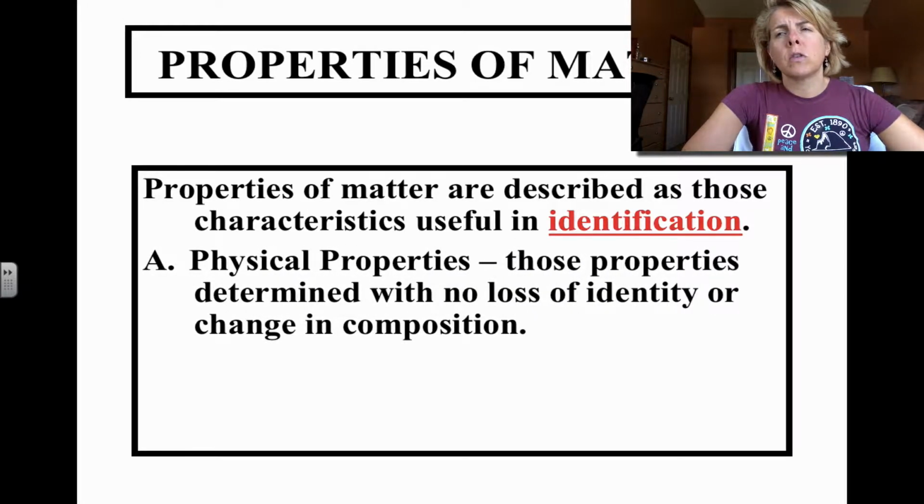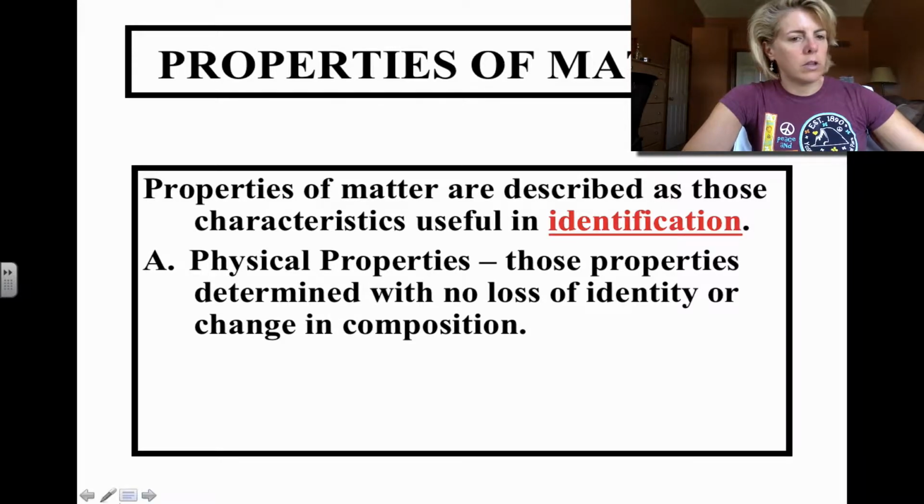And the most familiar one is probably the physical properties. That means that you know the identity of that matter, and there's no change in composition. So with a physical property, we're looking at the identity not changing in composition. Composition means what atoms are contained within that matter.